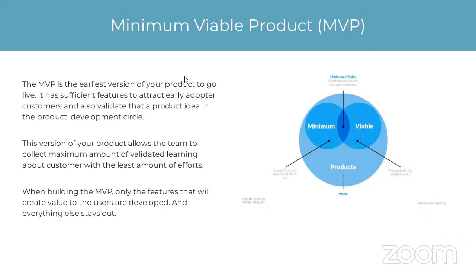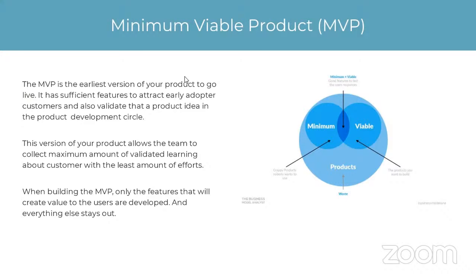So it says, this version of your product allows the team to collect the maximum amount of validated learning about customers with the least amount of effort, right? So you're able to generate a lot of feedback. You're able to generate a lot of learnings about your customers, what they really want, and you have not spent a lot on the investment.